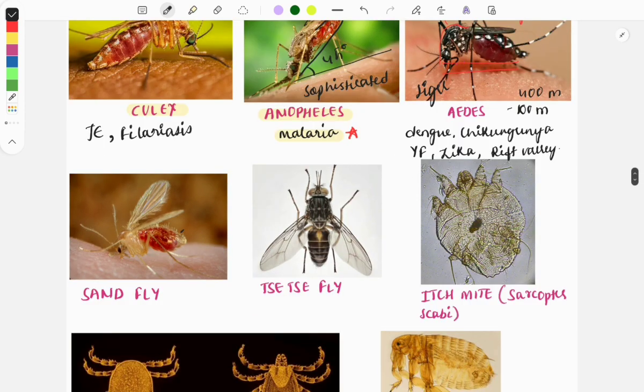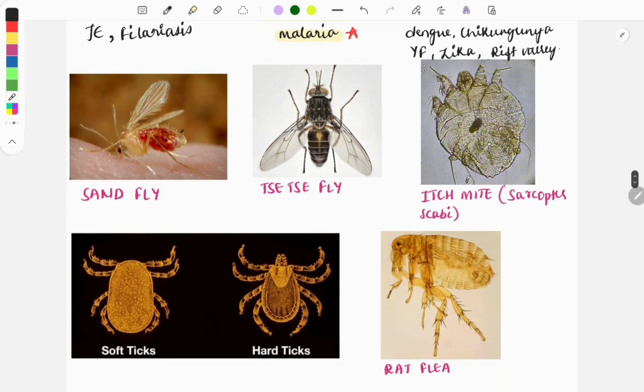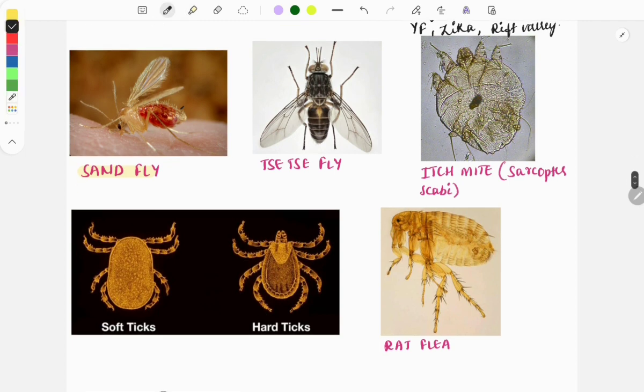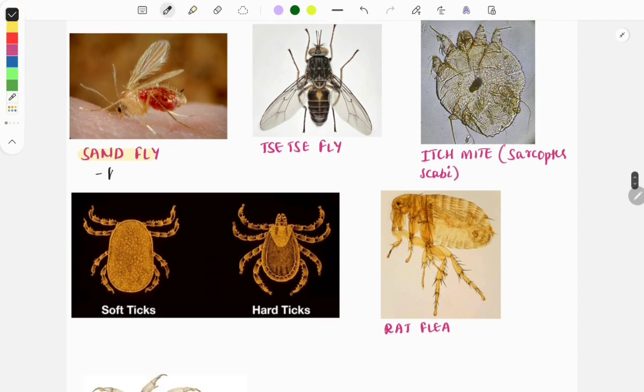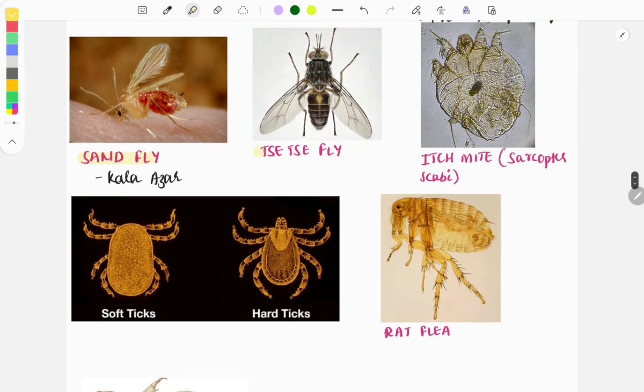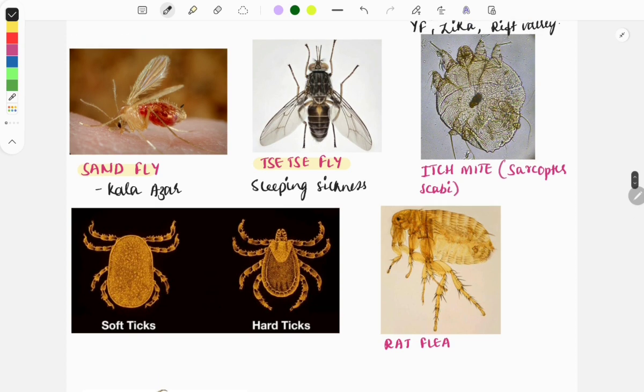Now let's look at some other vectors. This image is of a sandfly, also called the sand fly or flea beetle, and a very important disease transmitted by this sandfly is Kala Azar. The next image is of a tsetse fly, and this fly transmits sleeping sickness. Next is the image of the itch mite, also called Sarcoptes scabiei, and this vector transmits scabies. It is a skin disorder in which there is itching of the skin. So this is also called the itch mite.